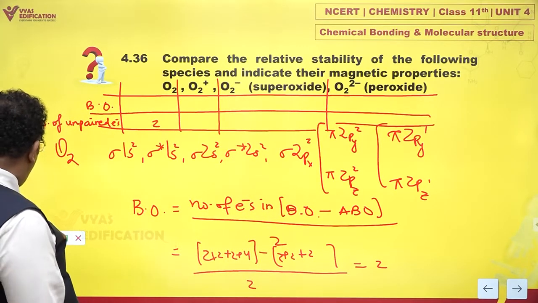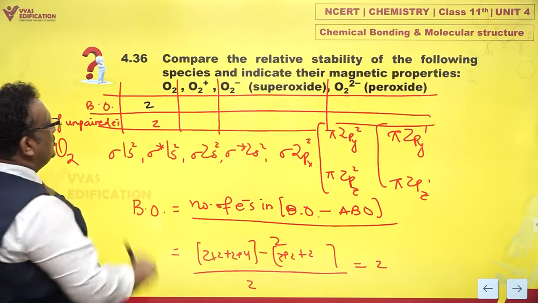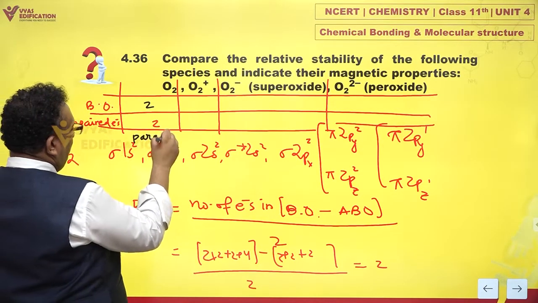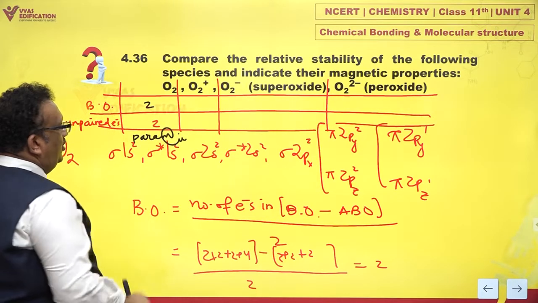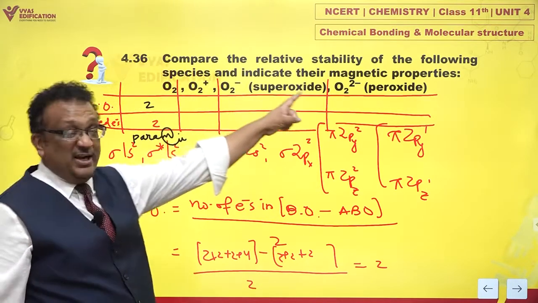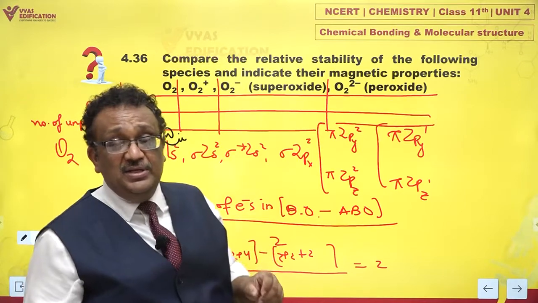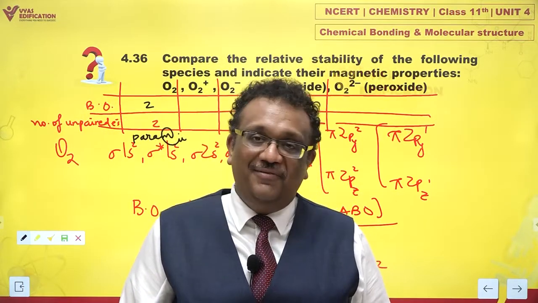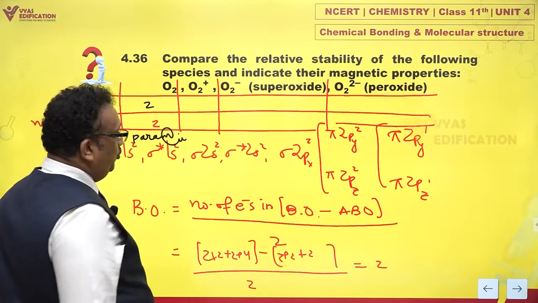Okay, so the bond order of oxygen is 2. Yes, the bond order is 2 and it is paramagnetic. Oxygen is paramagnetic. Magnetic property, O2 is paramagnetic. That means it is weakly attracted by a magnetic field. Fine. What about O2 plus?